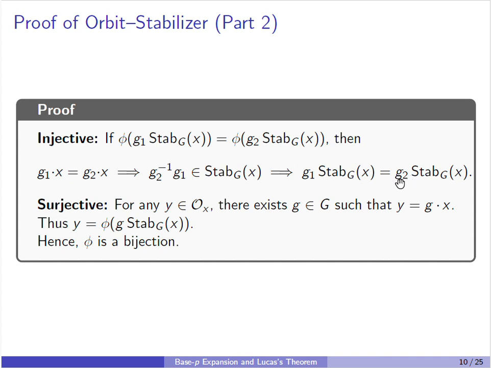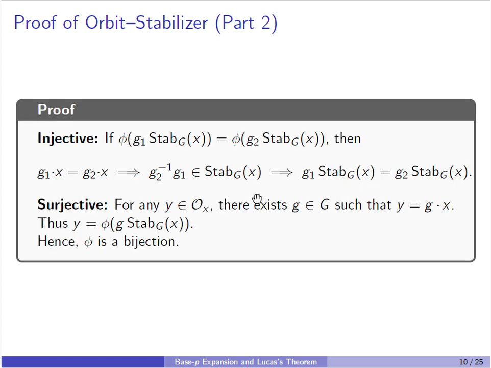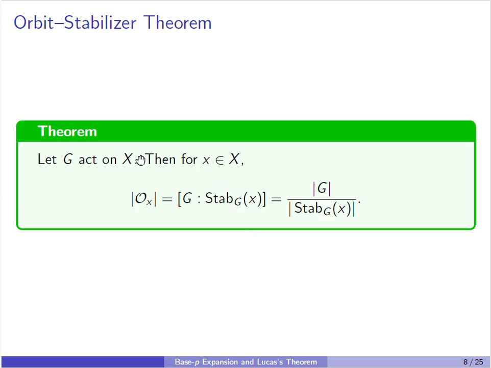Finally, for surjectivity, we just have to prove that if you give me anything in the orbit, I can produce a coset which maps to it. And that's very easy. Suppose you have y in the orbit. That means y can be written in the form gx for some g. Then take the coset gStab(x), and that gets sent by the map to y. Hence, we have a bijection, so that proves the orbit-stabilizer theorem, that the size of the orbit is just the index of the stabilizer in G.